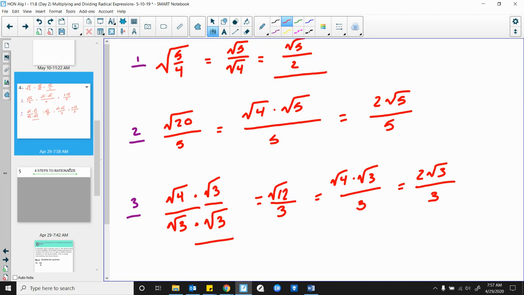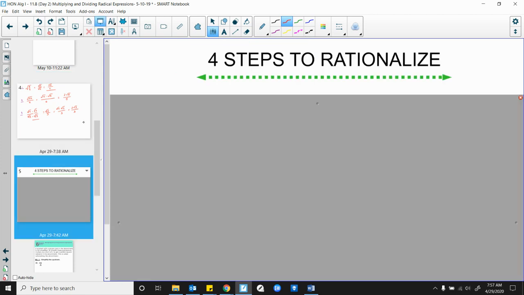I'm going to move us now to these 4 steps to rationalize. These 4 steps to rationalize, I would like you to write down, and it's very important that you follow these on the homework. You can still solve these problems if you don't follow these 4 steps, but it's going to be a lot harder. If you don't follow the steps, you're making the problems more difficult.